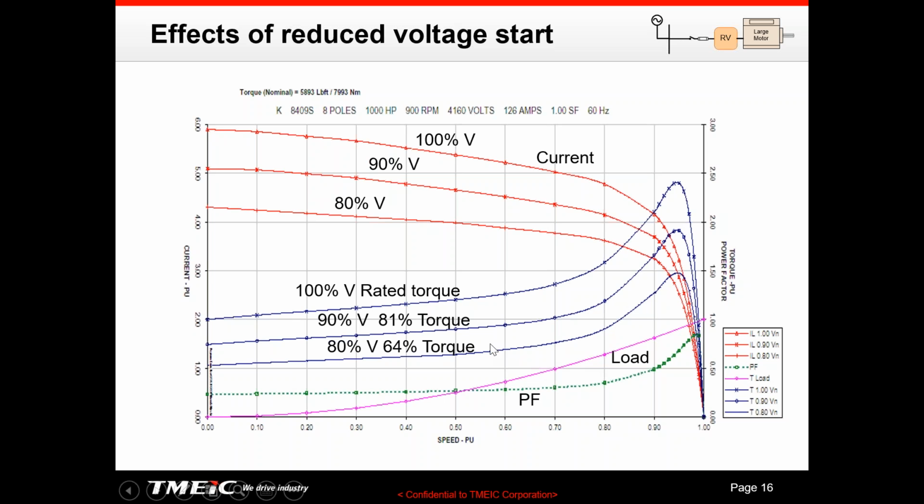Because that means you have to bring the torque up. At the same time, your current will go up. So again, as a low inrush design, we have to balance how to keep the torque up and also the current down. So that's how it works. Okay.